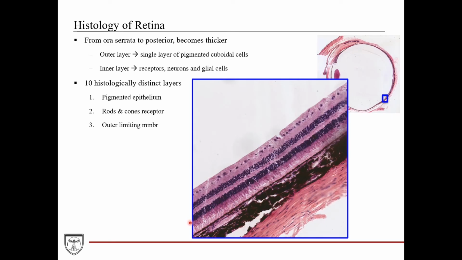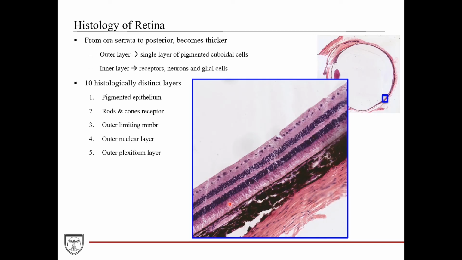Outer limiting membrane, this really thin line between the receptors and where the cell nuclei lie. So this is the outer limiting membrane, where the Mueller cells are making cell-cell junctions with each other, as well as with the rods and cones. Next layer in, we have the outer nuclear layer, and these nuclei belong to the rods and cones.